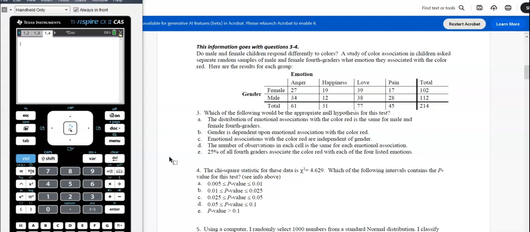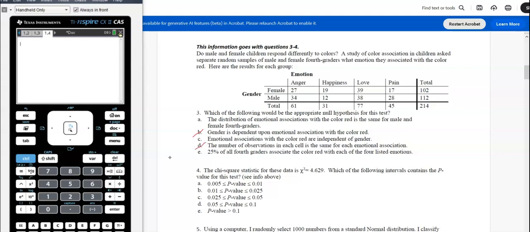Okay, so let's just kind of look at them, start eliminating. The distribution of emotional associations with the color red is the same for male and female 4th graders. Okay, so that looks tempting. B is definitely wrong. It's not dependent. Null is nothing's going on. There's no difference. Emotional association with the color are independent of gender. Ooh, interesting one. So A and C are both interesting. The number of observations in each cell is the same for each emotion.